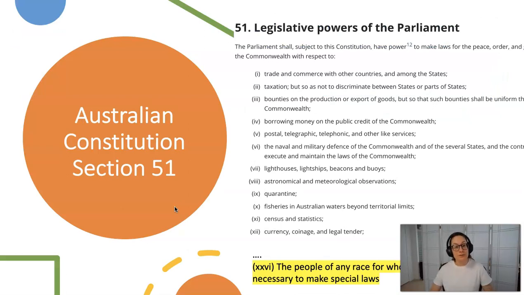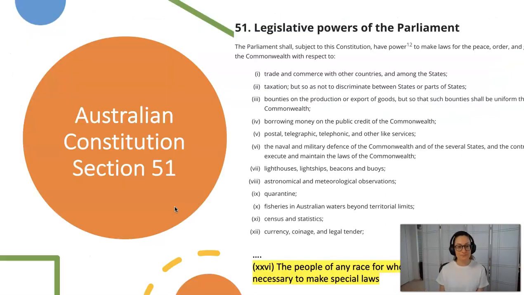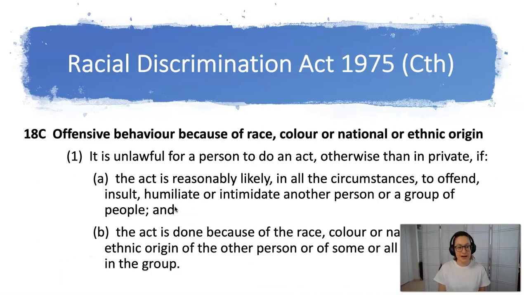Under Section 51 of the Constitution, the Australian Parliament has the power to make laws with respect to race, but not generally with respect to other characteristics. So for that reason, vilification laws can be made in relation to racial vilification or racial discrimination at a federal level, but the state acts try to fill the gap by extending these laws to other characteristics such as gender and sexual orientation. So let's start with the Federal Act.